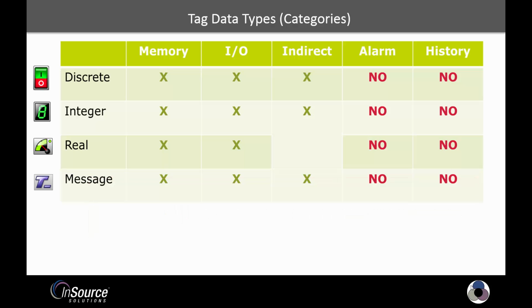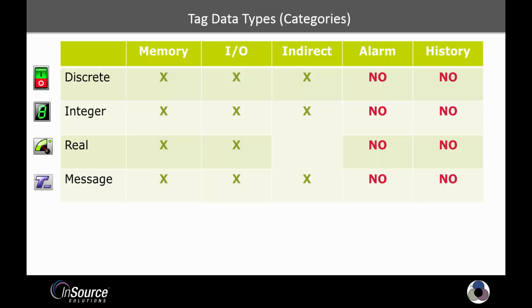These tag types have categories. Those categories determine where the value comes from. The first category is called memory. So we can have memory tags that are discrete, integer, real, or message. Memory means that the value resides on the computer. It does not come from an external source like a PLC.